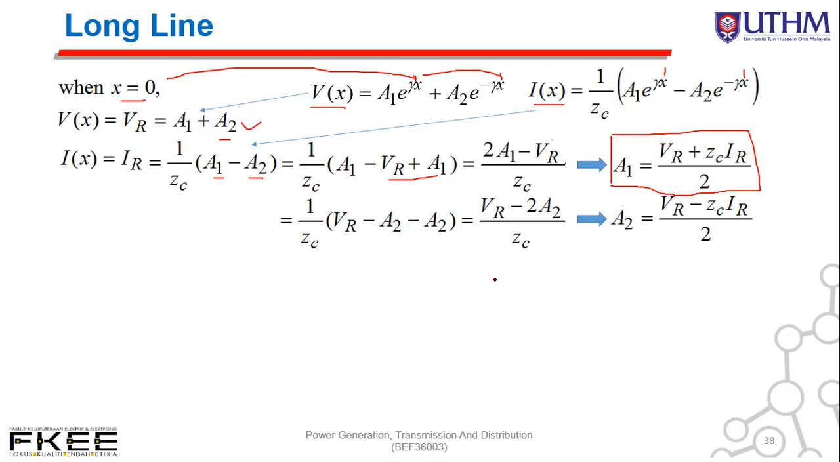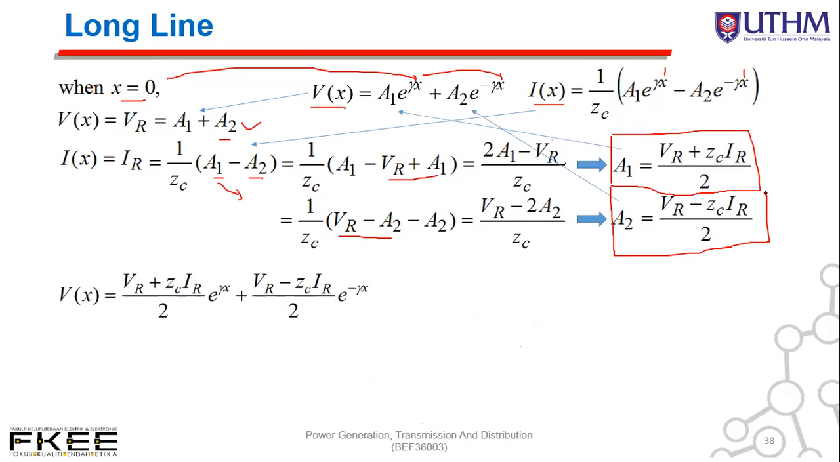Now, A1 is nothing but VR minus A2. So we got Ix or IR equal to 1 over Zc times VR minus A2 minus A2. So we got VR minus 2A2 over Zc. So A2 equal to (VR minus Zc IR) over 2. So we can replace the values of A1 and A2; A1 we can replace to this one, A2 to this one.